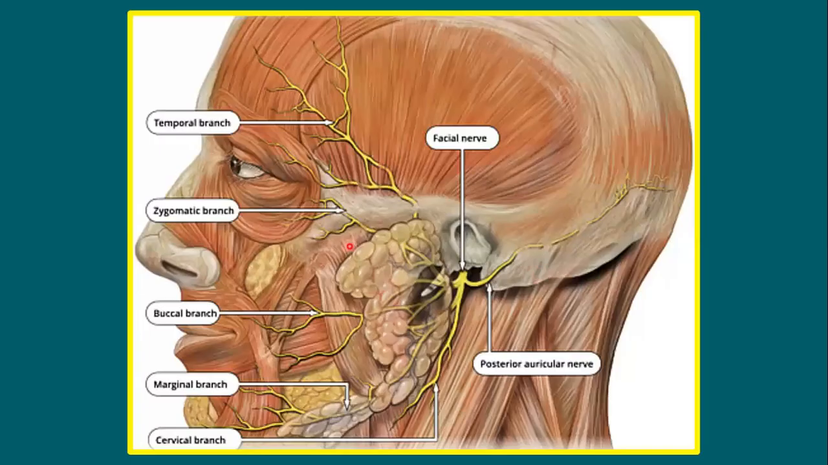Clear? And here about the branches of the facial nerve, two branches supply the orbicularis, the temporal branch and the zygomatic branch. And I like this diagram because it shows the parotid gland, because it's important to remember that the division takes place inside the parotid gland.